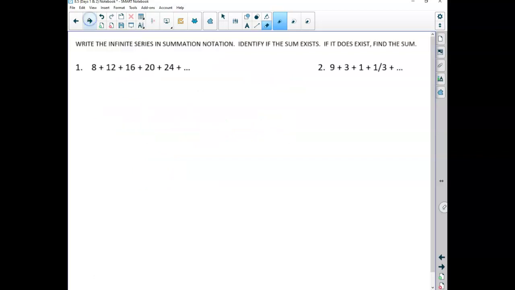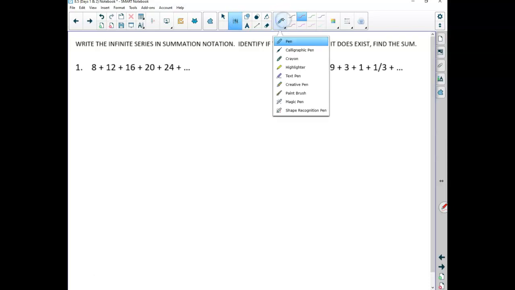So the last page we got going on here: write the infinite series in summation notation. Okay? So first and foremost, I'm going to hit pause. I'm going to do the first two with you. And then I'm going to pause it, and you're going to do the rest of them, and I'm going to come back with the answers. And then we're going to identify if the sum exists.